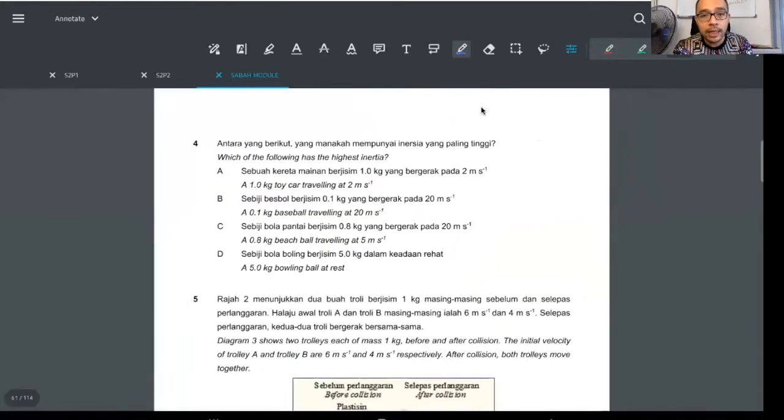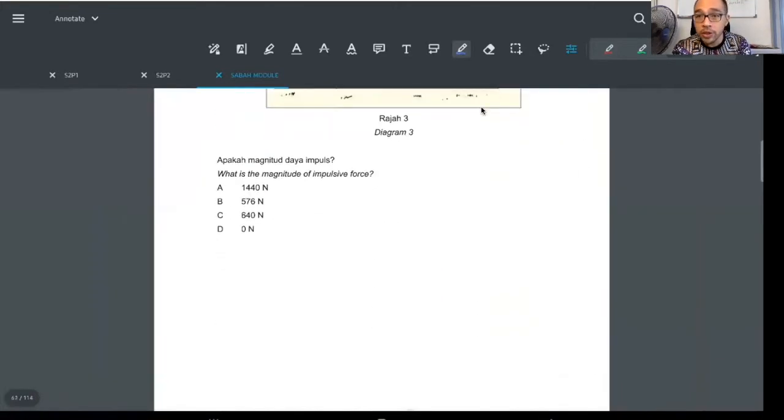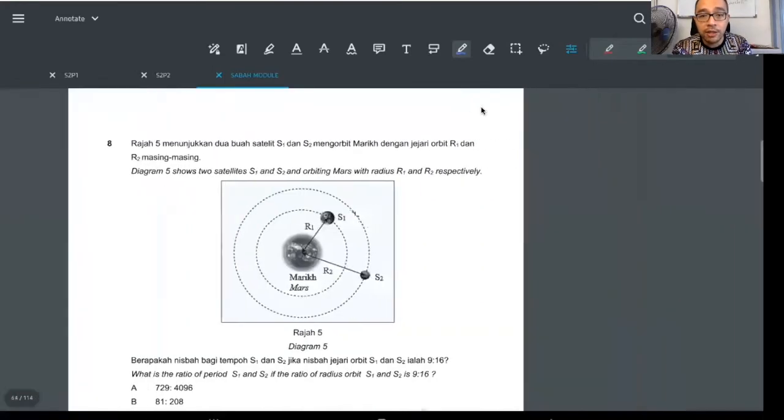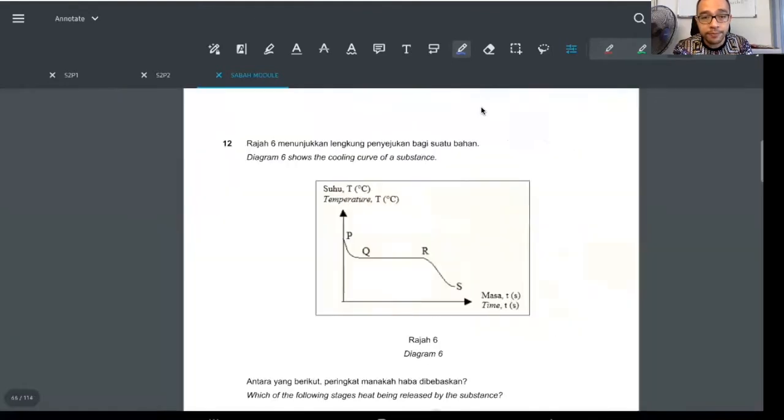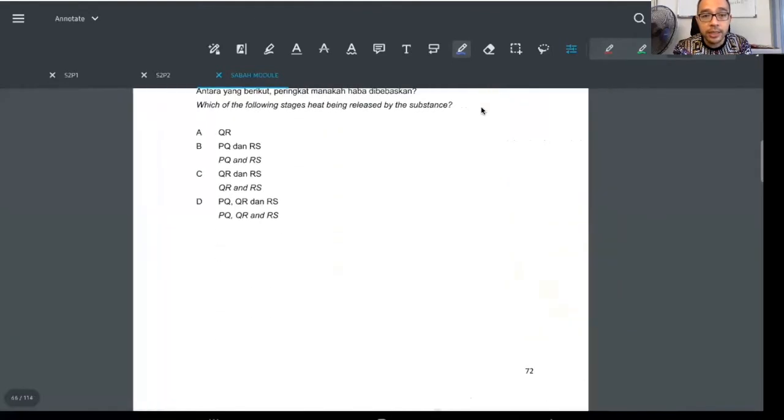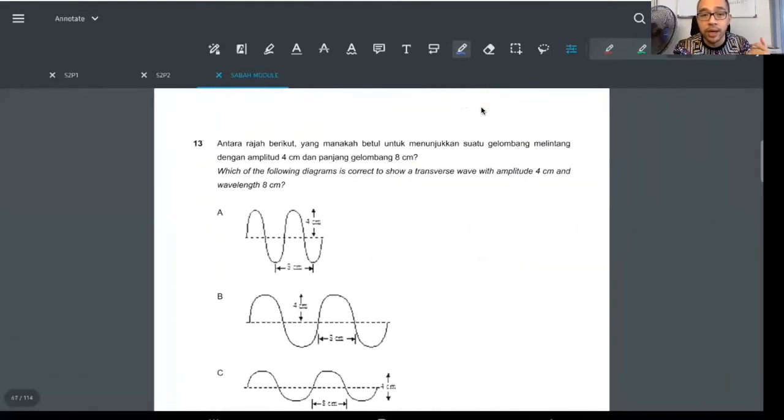Same thing. The first few questions are definitely not waves because you know that it's not from that chapter. Let's look for the heat question. Okay, this is the heat question. After heat is waves. This is still heat. Then here we are, waves.